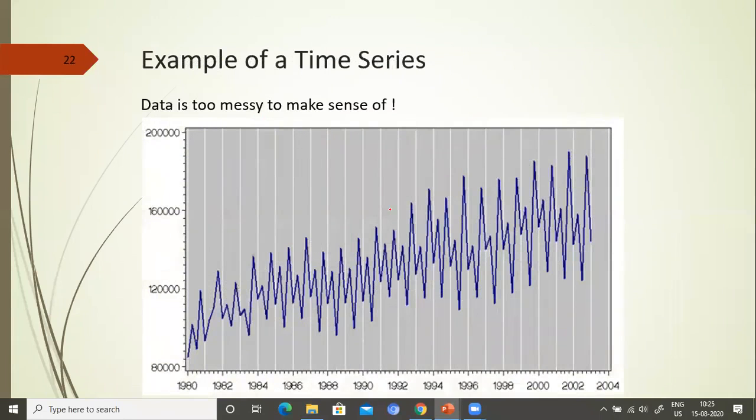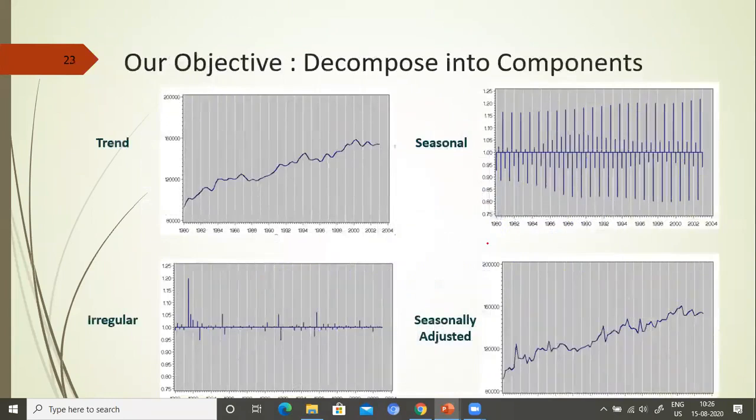If you look at time series data, imagine that this is your time series data. It does look extremely messy, and it looks like there's no sense in the data, right? I mean, there is some sense that it is increasing, but we don't know what to do with it. So once you decompose it, this is what you are pretty much left with.